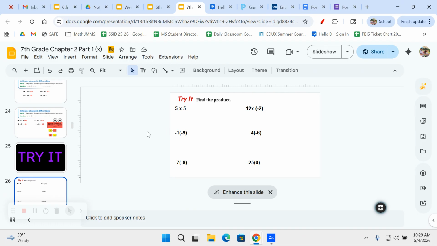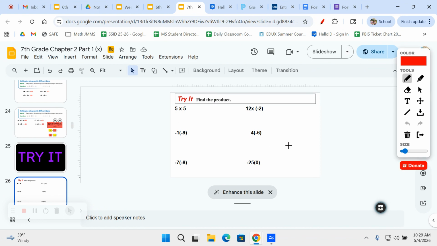So for the first one, we have 5 times 5. Both of these signs are the same. So if both of the signs are the same, my answer needs to be positive. 5 times 5 is 25.